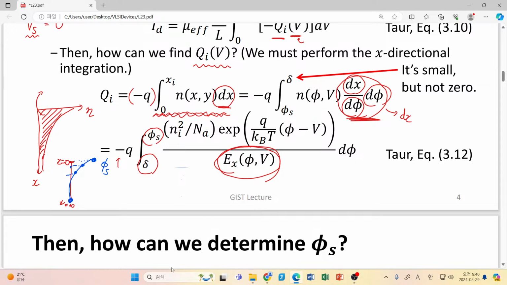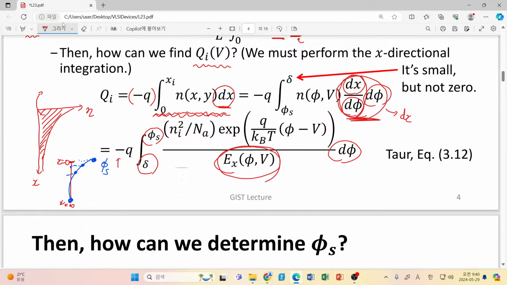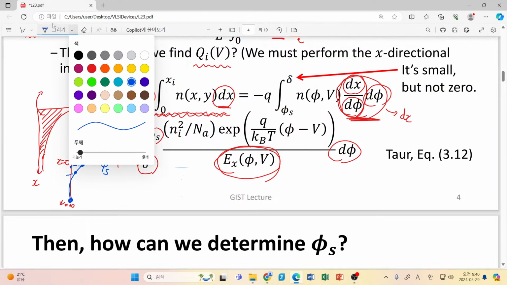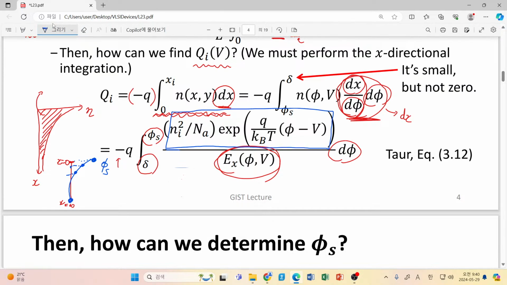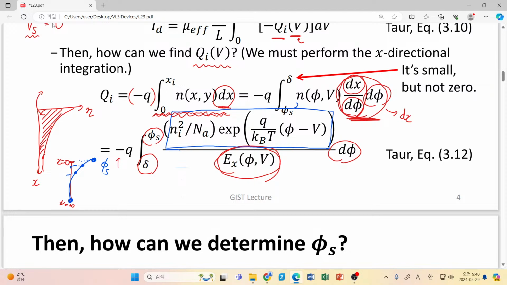So this corresponds to now this dx over d phi action. And now we have d phi. Then what is it? Now this seemingly quite complicated integrand, a part of the integrand, is just an expression for our electron density. Our electron density is exponentially dependent on what? Exponentially dependent on our electrostatic potential, and inversely exponentially dependent on our electron quasi-Fermi potential.